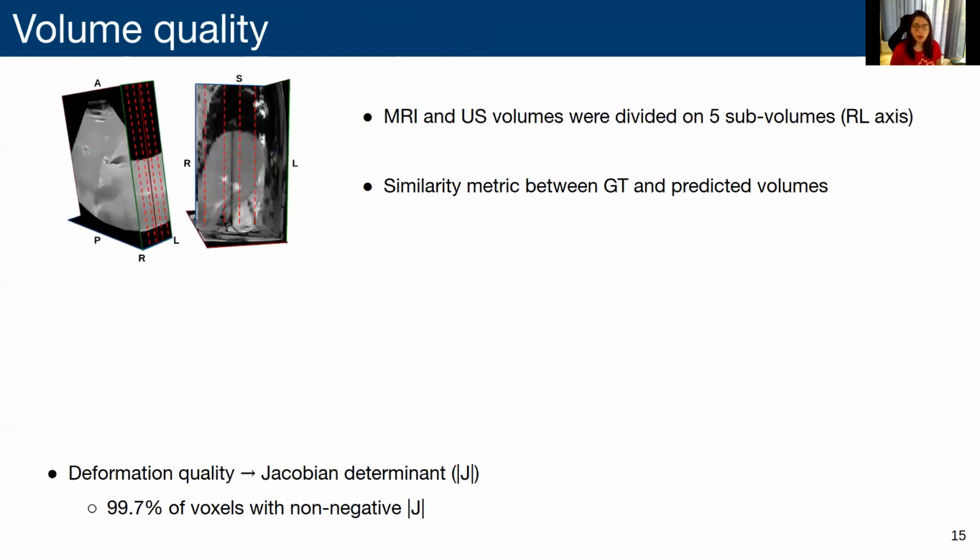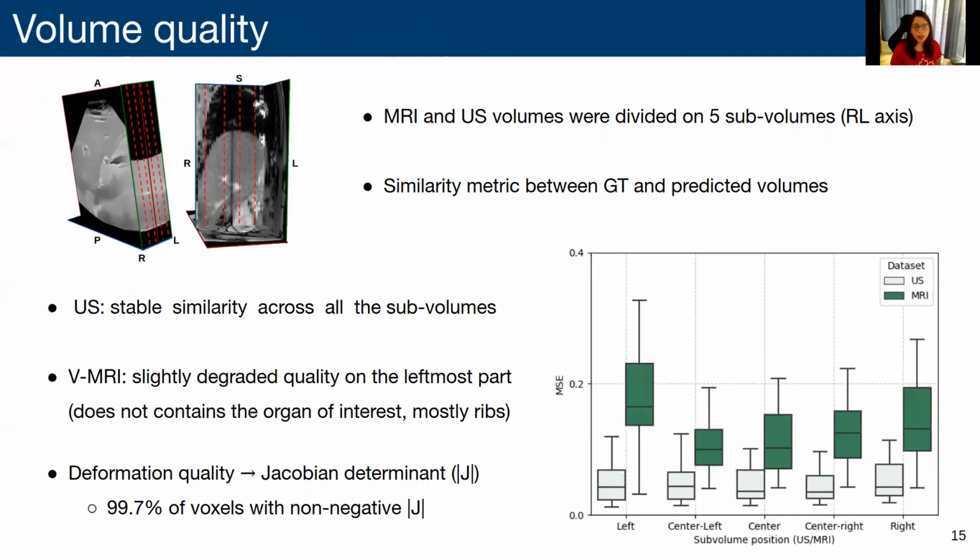We also evaluated the image quality at different parts of the generated volumes. For this, the volume was divided in 5 subvolumes across the right-left axis. Then we compute the voxel-wise similarity between ground truth and predicted volumes. It can be observed that values are relatively stable across all the subvolumes for both datasets. In the MRI dataset, we observe a slight degradation on the leftmost part, which corresponds mostly to skin or other structures that are not interesting for us in the task in question.